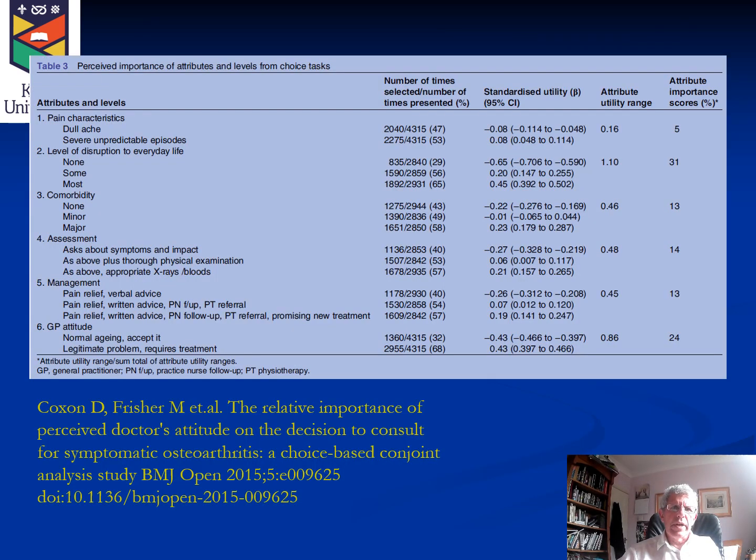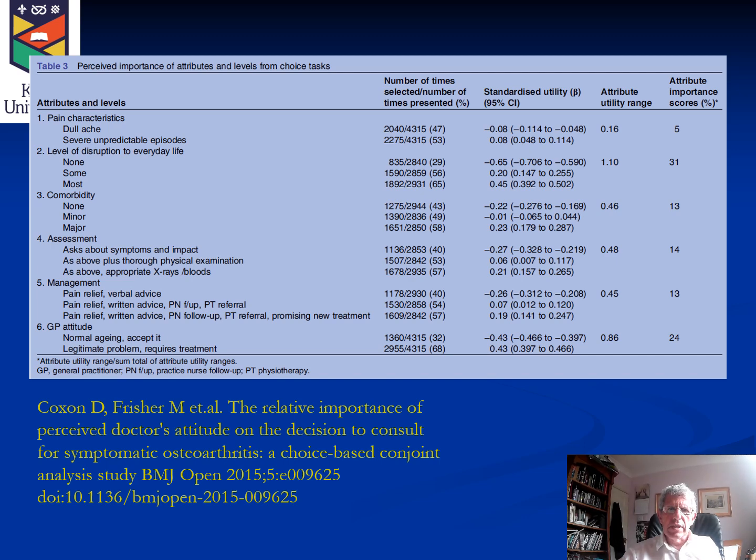These attributes were then used to inform a new study. 863 people responded. The most important determinant of patients' decision to consult the GP for joint pain was the extent to which pain disrupted everyday life. As we can see here on the slide, 31%. And perceived GP attitude, i.e. legitimate problem requiring treatment versus part of the normal aging process. And you can see the other attributes here.